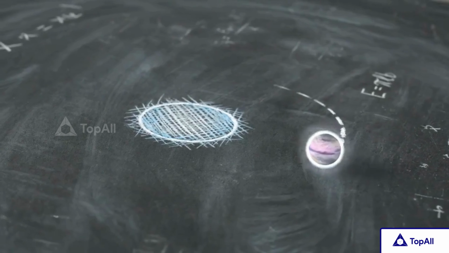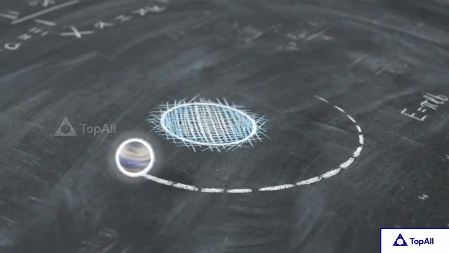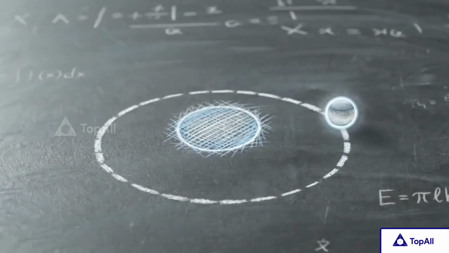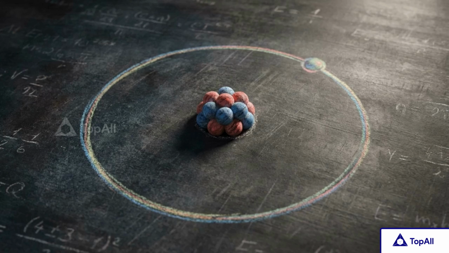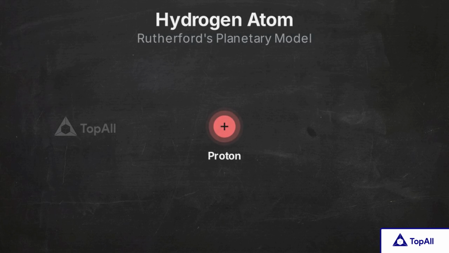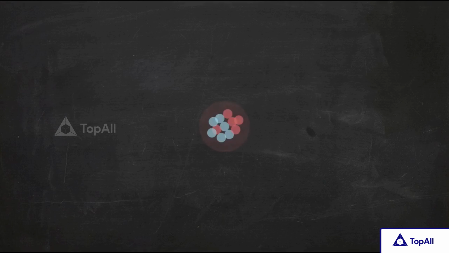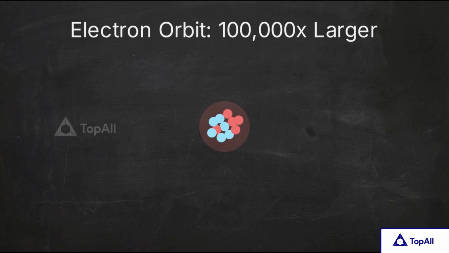In 1911, Ernest Rutherford proposed a model of the atom that followed the same gravitational logic as our solar system. Within the hydrogen atom, the simplest atomic structure, this model places a single proton at the center, with a lone electron revolving around it. However, the scale of this system is unlike anything in our macroscopic world. The electron's orbit is roughly 100,000 times larger than the nucleus it encircles.